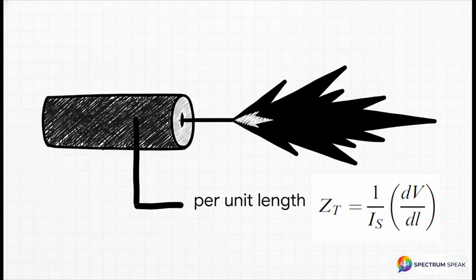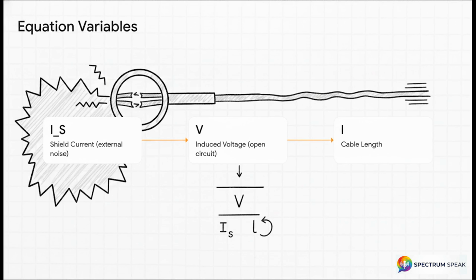Let me explain exactly what this mathematically tells us about the material. Z sub t represents the transfer impedance measured in ohms per unit length. This equation describes exactly how much unwanted voltage leaks into your inner conductor for every single amp of noise current flowing on the shield, per unit of cable length. Let's methodically break down these variables so you can visually map every single piece of this equation to its physical, real-world meaning. Step 1. I sub s is our shield current. This is the external noise current traveling right along the outside of your shield. Step 2. V is the induced voltage. That's the open circuit voltage that tragically makes its way between your internal conductors and the shield. And step 3, small l, is just the length of the cable.